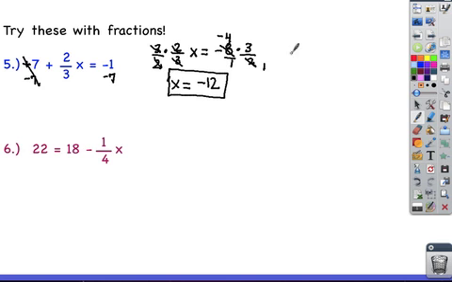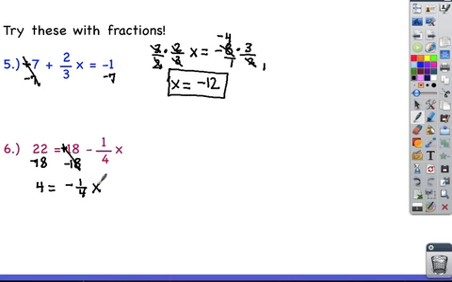Number 6. We have 18 minus 1/4 x, which equals 22. We're multiplying x by negative 1/4, and we're actually adding 18. So in order to get rid of the 18, we would subtract 18 from both sides, which gives us 4 equals negative 1/4 x.